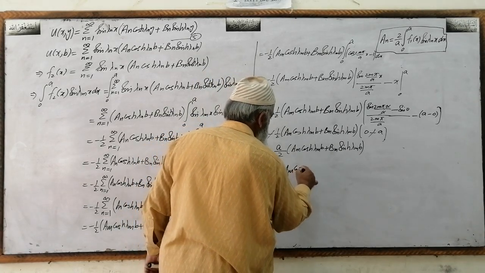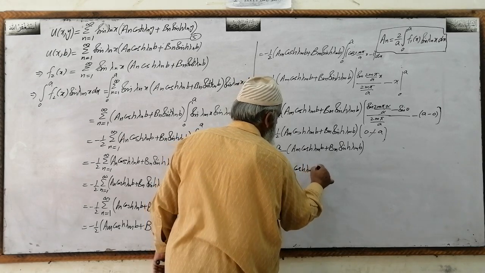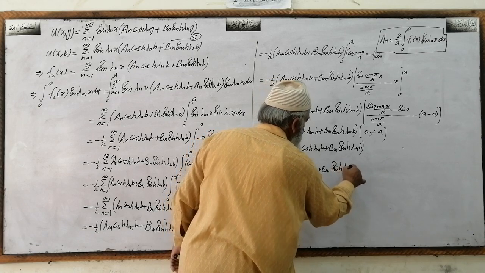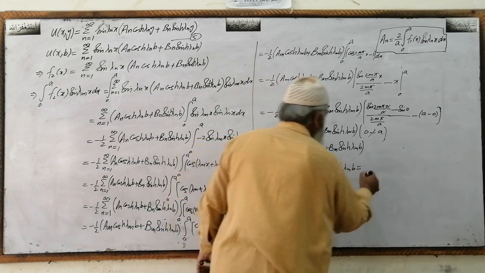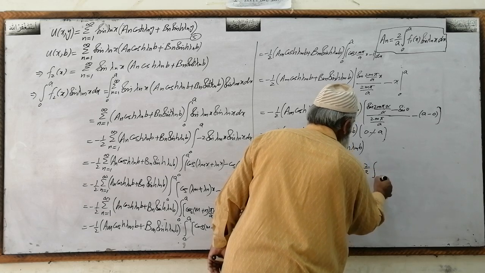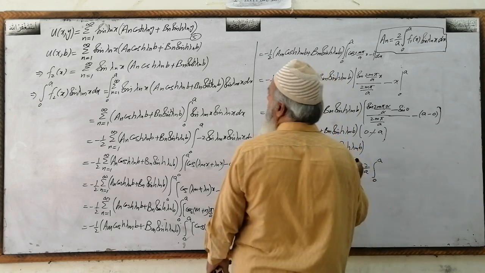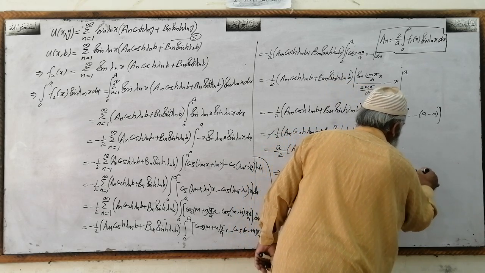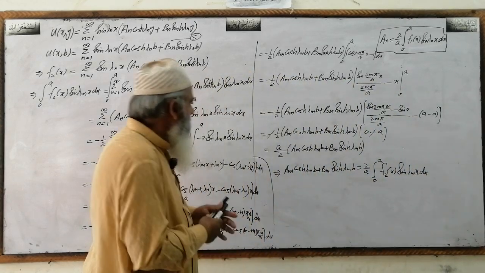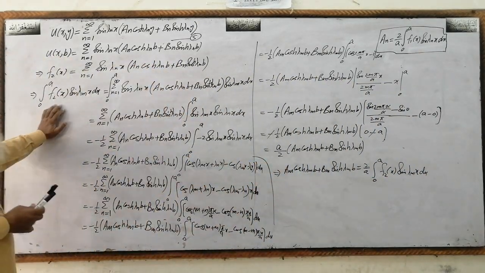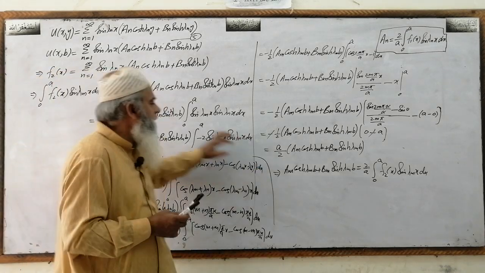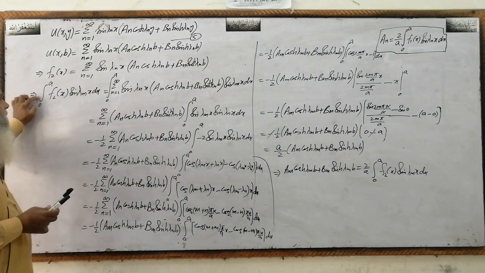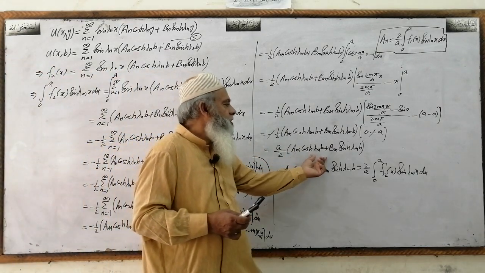am cos hyperbolic lambda mb plus bm sin hyperbolic lambda mb is equal to what? 2 over a integral 0 to a f2x sin lambda mx dx. Hopefully you understand, because this expression is equal to this one. Therefore, taking 2 over a on the right hand side, this will give you a over 2 on the right hand side, this will become 2 over a integral, and you will have this term.